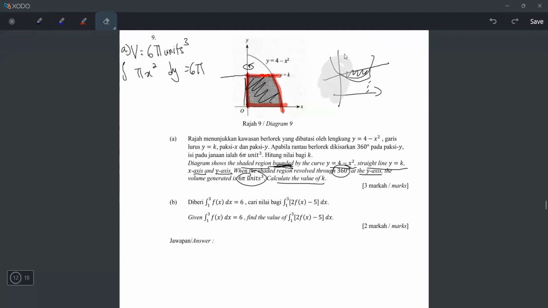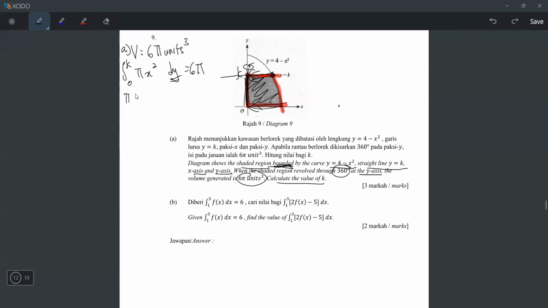But this shaded region is not floating. It's sticking on the y-axis, because I'm using the y-axis. So I cannot look at the x-axis, I look at the y-axis. And if I look at the y-axis, it's sticking on the y-axis from 0 to k. And this line and this line are completely horizontal. So I don't have to take something minus something. It's just integrate pi x squared dy, and the limits are k and 0 because it sticks from k here to 0 here. So that's how you do it.